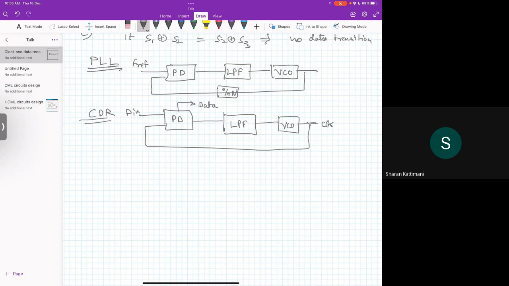Okay, so the CDR and PLL are the same analysis-wise. The only difference is the phase detector. In PLL there are different kinds of phase detectors used. In CDR we have seen that there are 2 kinds of phase detector. First is the binary phase detector or Hogge phase detector, and then the Alexander phase detector. So this Hogge and Alexander are used. Okay.